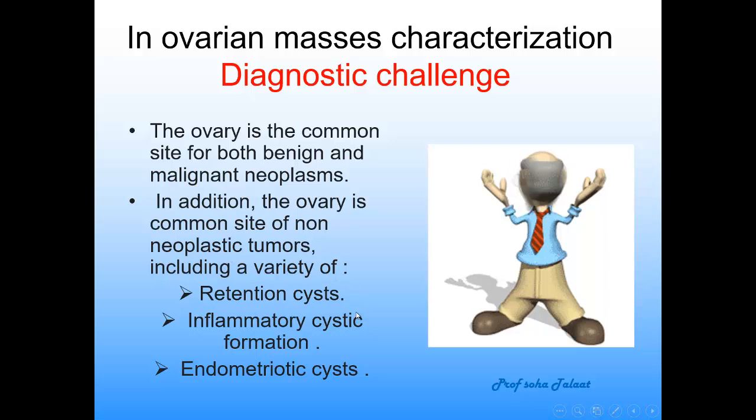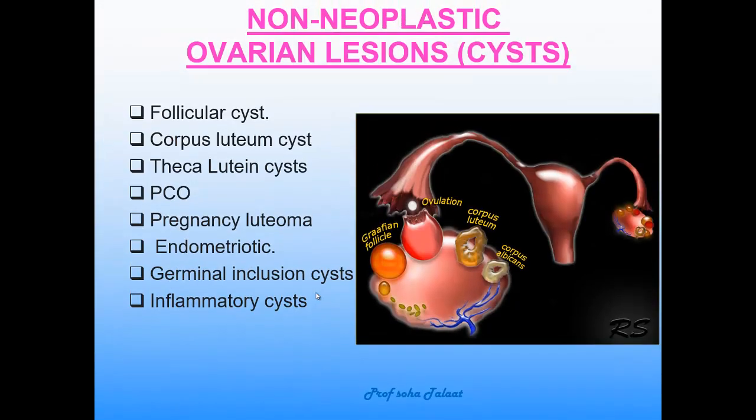Regarding the retention cysts, please don't overdiagnose. It's a simple cyst by ultrasound, then follow up, then follow up, then follow up, except if it enlarges in size or becomes complicated. Then we have non-neoplastic ovarian lesions, and all of these we can diagnose by ultrasound accurately, with no need for further examination.